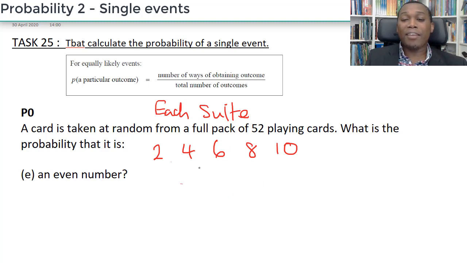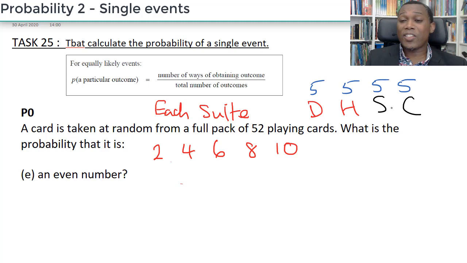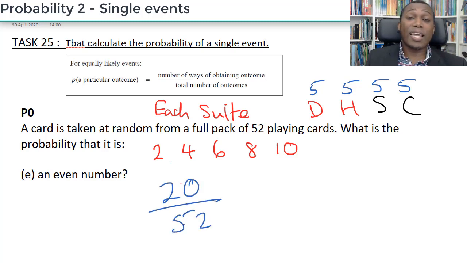So there's 5 in the diamonds. There's the diamonds, the hearts, and then the spades and the clubs. Each of them has 5 even numbers. 5, 10, 15, 20. So an even number, there's 20 even numbers. There's 52 cards. The chance of pulling an even number is 20 on 52.